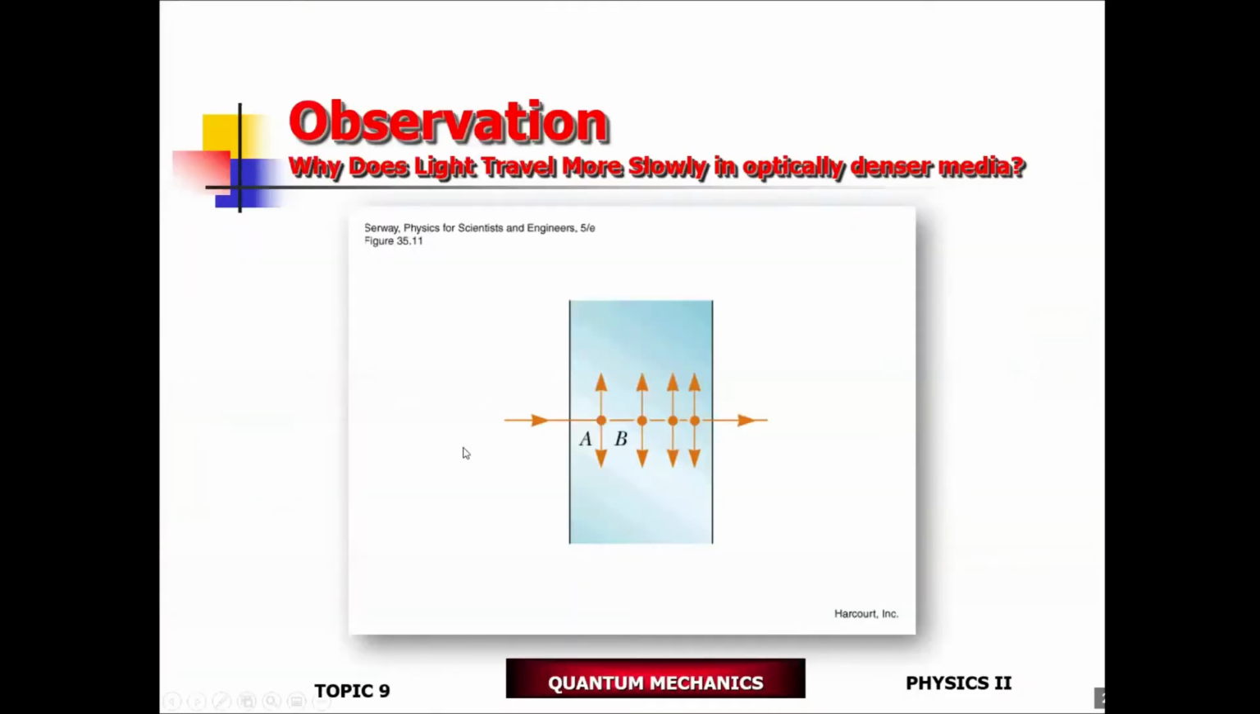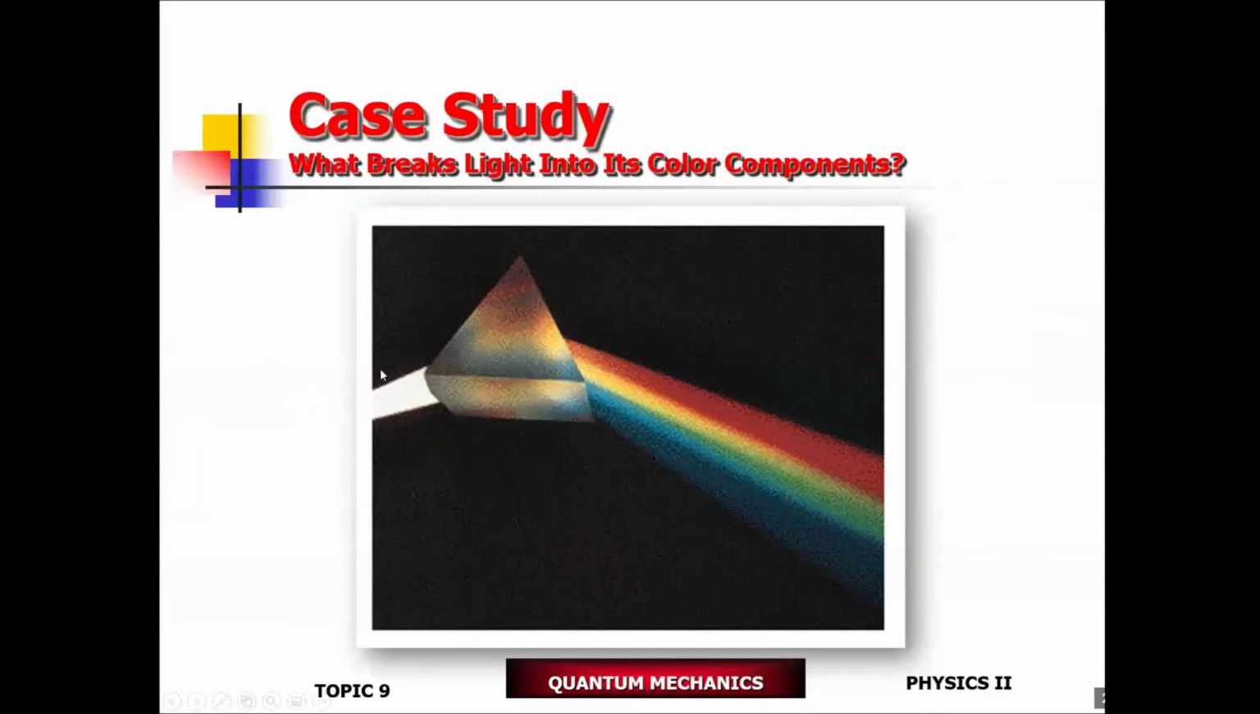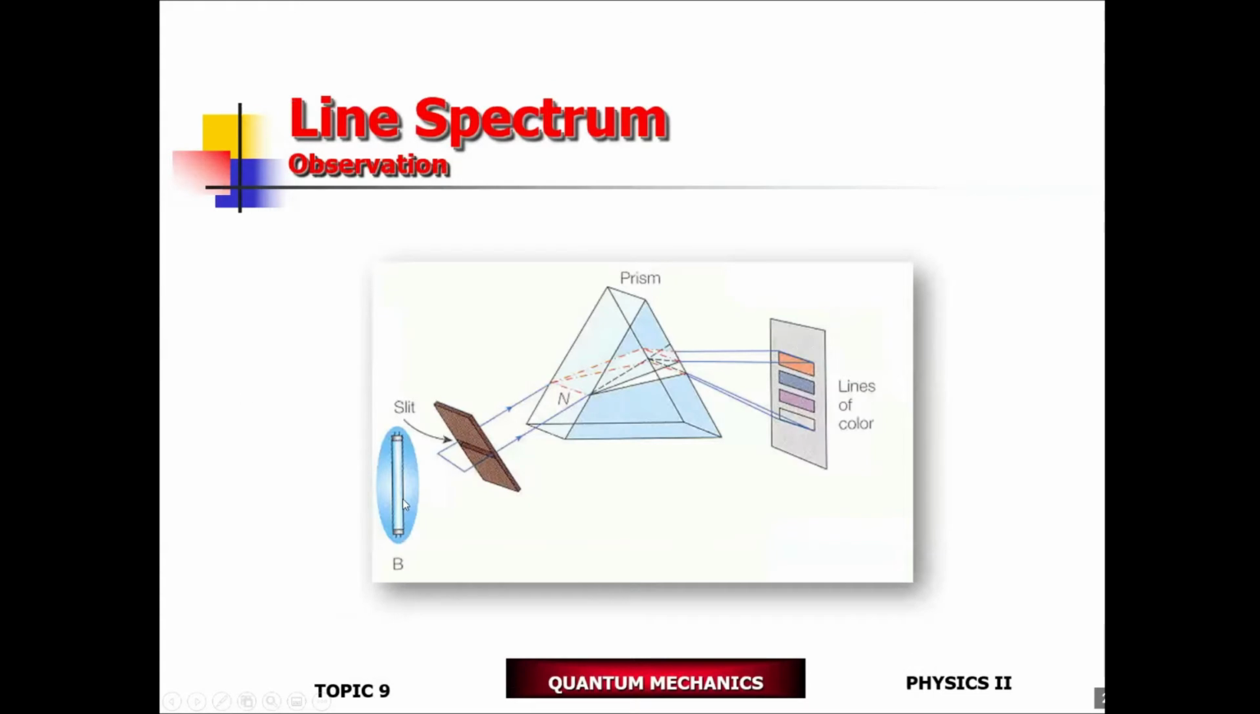All right, so why does light slow down in optically denser media like glass or water or diamond? White light is going to break down into its color components, right? Red on top, the blue is at the bottom. What that means is that the red is moving faster through the material than the blue. So why does the color red move faster than blue?